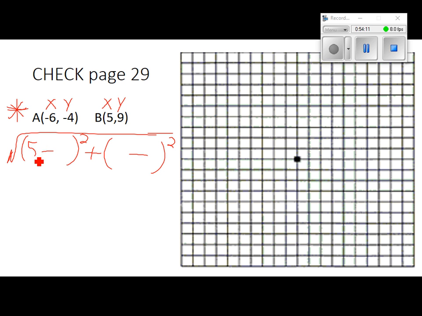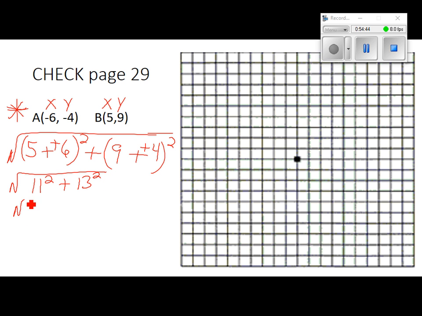That's an X. I'm going to put 5 here and negative 6 here. 9 I'm going to put here, negative 4 here. Now I'm doing this all out longhand because I don't have a calculator. So I'm going to change that to plus, change that to plus. I've still got the square root, 5 plus 6 is 11, so I've got 11 squared, plus 9 plus 4 is 13, so I've got 13 squared.